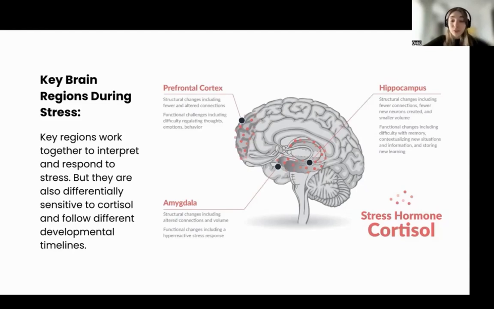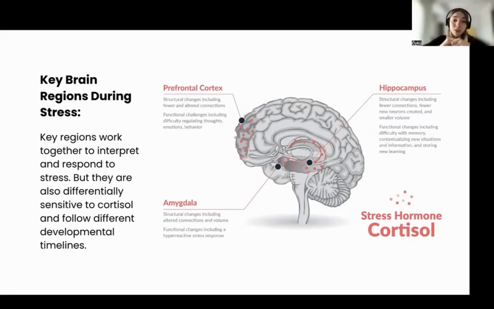In the prefrontal cortex, which regulates emotions and behaviors, we usually see, in terms of structural changes, fewer and altered connections, and in terms of functional changes, difficulty in regulating thoughts, emotions, and behaviors. And lastly, with the hippocampus, which provides contextual memory, we see fewer connections, fewer neurons created, and smaller volume.